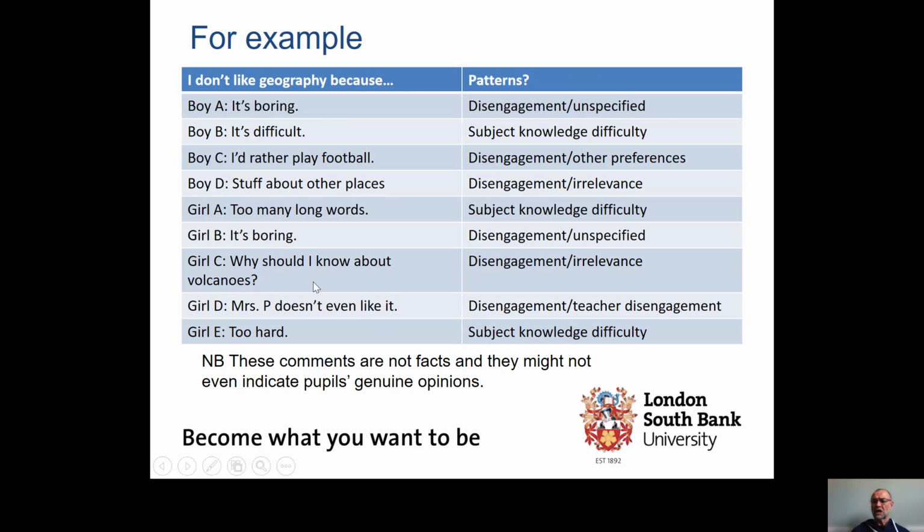This girl talks about it being irrelevant, and one pupil here says that the teacher doesn't actually even like it themselves. So there's lots of stuff about disengagement, but there are different characteristics of this disengagement. Sometimes it's unspecific, it's boring. Sometimes it's more specific, so this child would rather do something else. This child has other preferences. This child says it's to do with the lack of relevance of the subject. So I'm sorting them out. There's a lot of disengagement. I don't like geography because I'm not engaged, and there are different reasons why these particular people are not engaged.